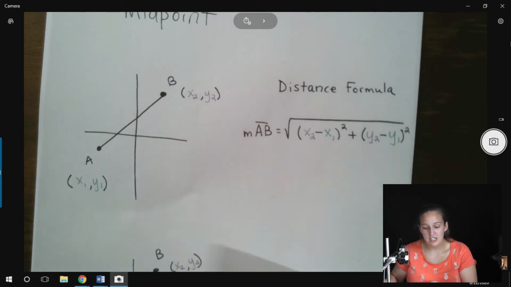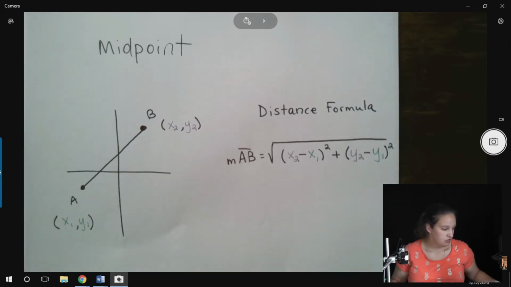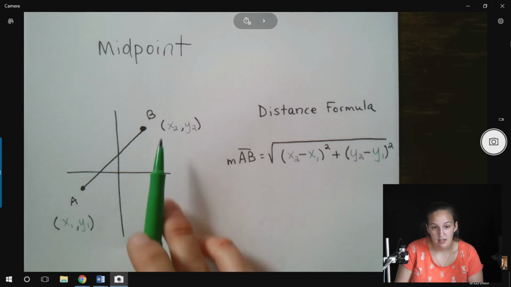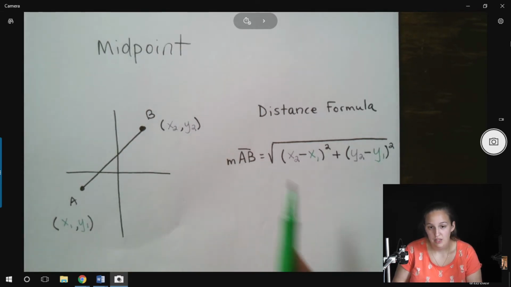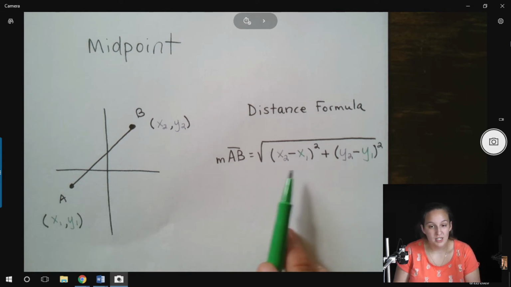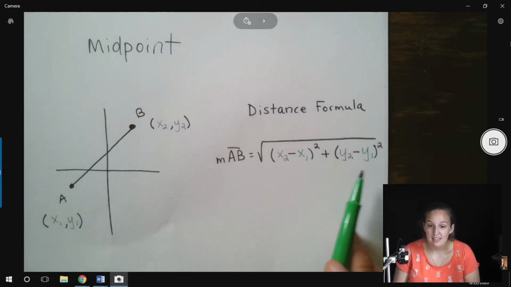However, we're not just in one plane. We also can look at 2 dimensions. So if you want to know 2 dimensions, we have x1 and y1, and then x2 and y2 over here. The distance formula is the square root of the differences between your x's squared plus the differences between your y's squared.